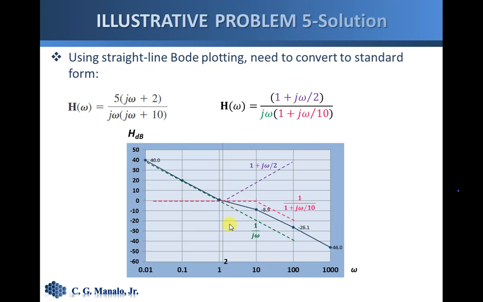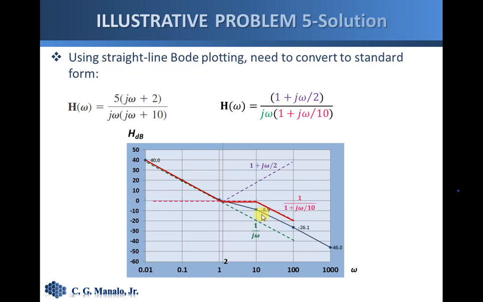So you'll notice that before 2 radians per second, the combined plot should follow the green line. Then after 2, the slope of the green line will be offset by the slope of the violet line. So after 2 radians per second, it should be a flat line up to 10 radians per second, after which it should follow the slope of the pink line. So this is the plot.